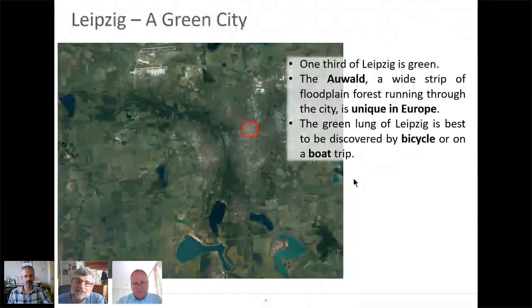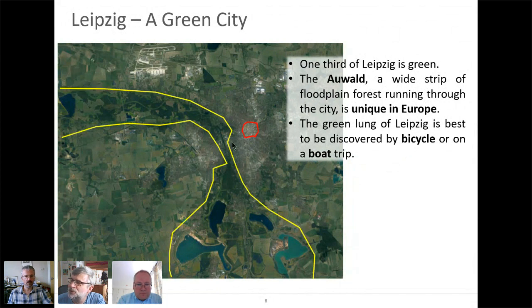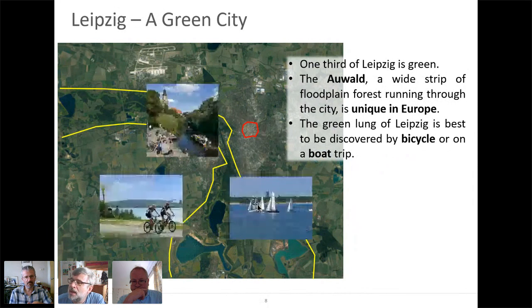What else about Leipzig? Leipzig is one of the greenest cities in Germany. One third of Leipzig is actually green area. And if you look on the satellite picture here, this is Leipzig, this is the city center, I've marked it for you. You see this green belt right through the city, which is an area of rivers surrounded by forests and parks. And in the south, we have a large area of lakes, which are actually former open pit coal mines and now renaturated. And it's really worthwhile to explore this green lung of Leipzig using the bicycle or by boat, by canoe, or just on foot.